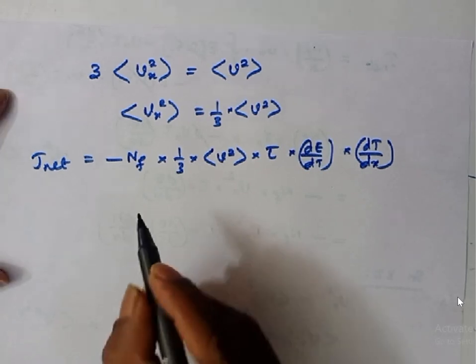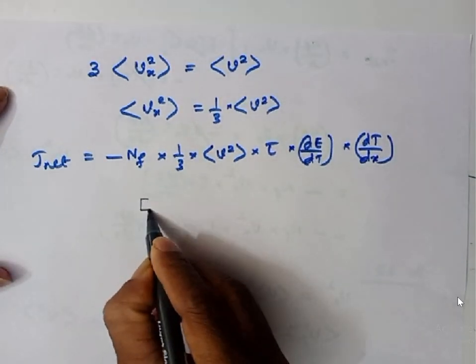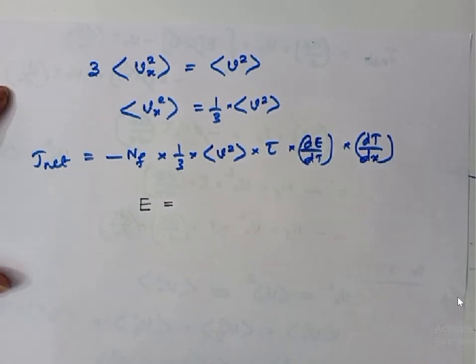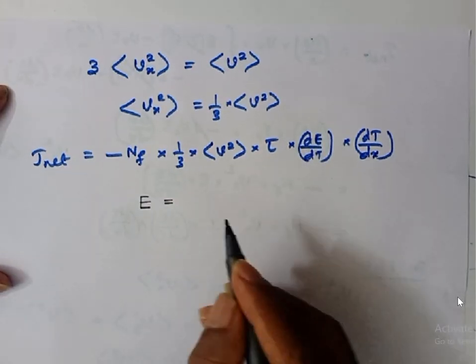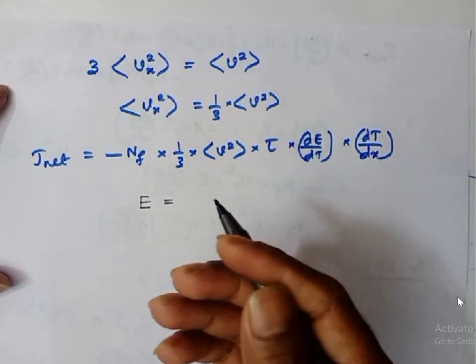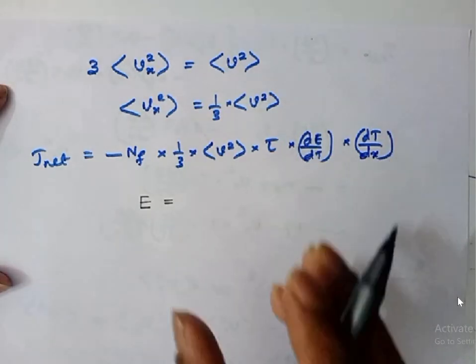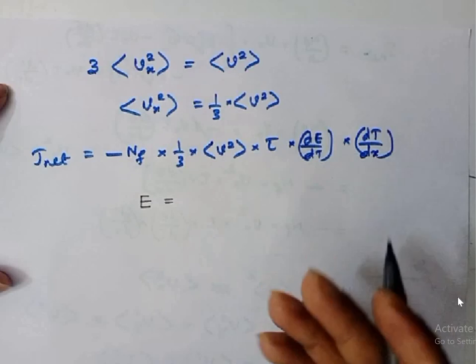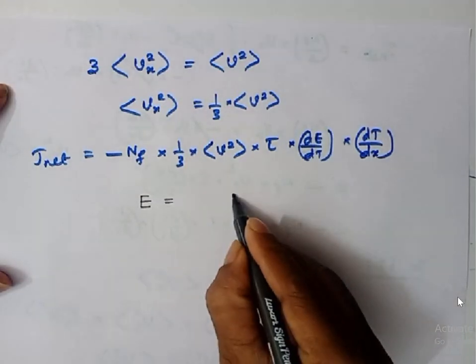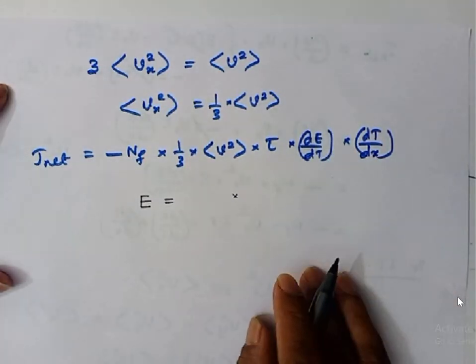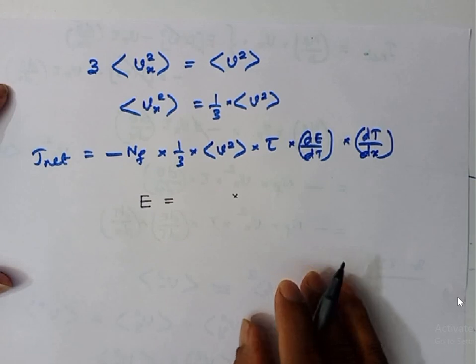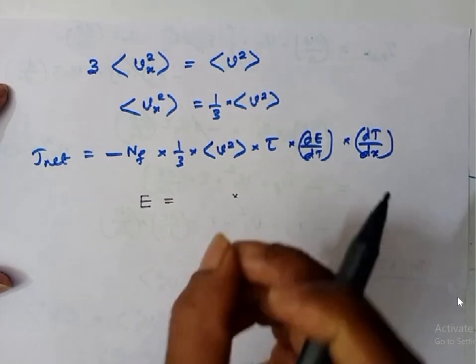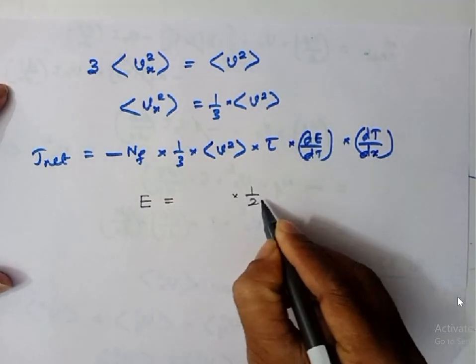Clear? And you know very well, translational kinetic energy E is equal to, right? Since the free electrons obey classical mechanics, the free electrons are treated as classical particles, right? We can apply the equipartition theorem, according to which the energy of each degree of freedom is given by the formula kBT.